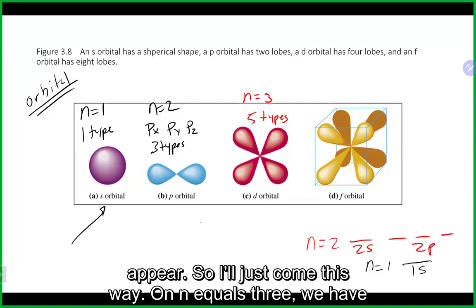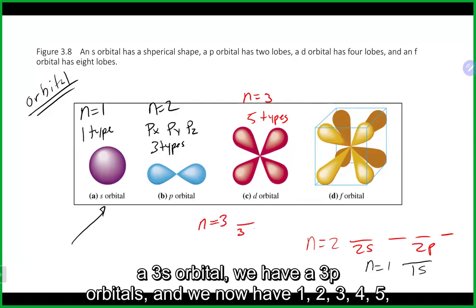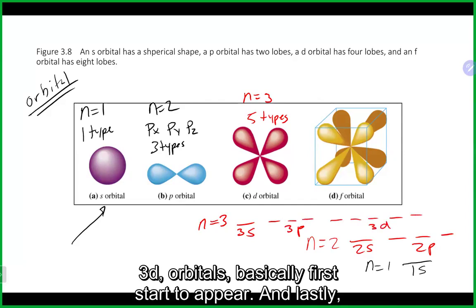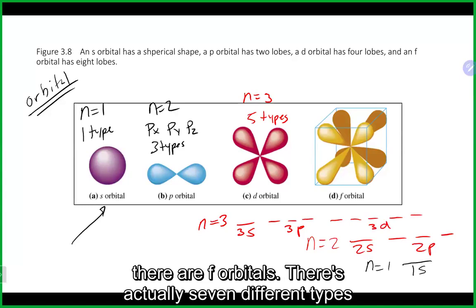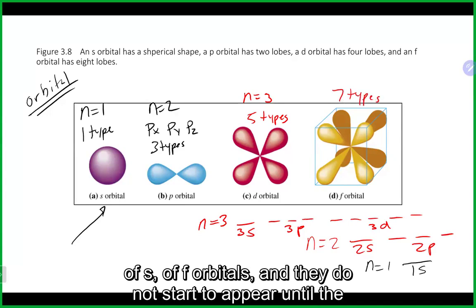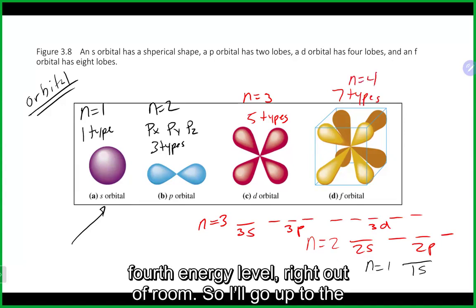So on the third energy level, that is where you first start to see d orbitals appear. So I'll just come this way. On n equals 3, we have a 3s orbital. We have 3p orbitals, and we now have 1, 2, 3, 4, 5 3d orbitals that basically first start to appear. And lastly, there are f orbitals. There's actually 7 different types of f orbitals, and they do not start to appear until the 4th energy level.